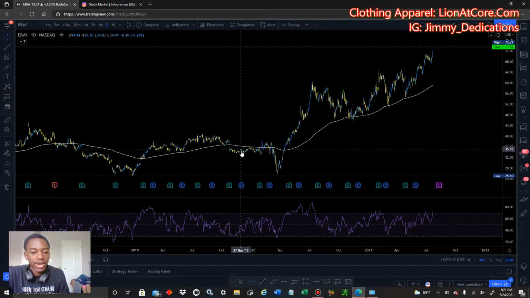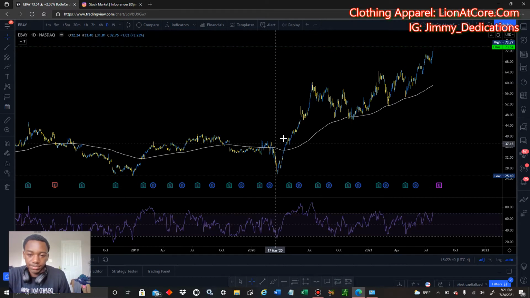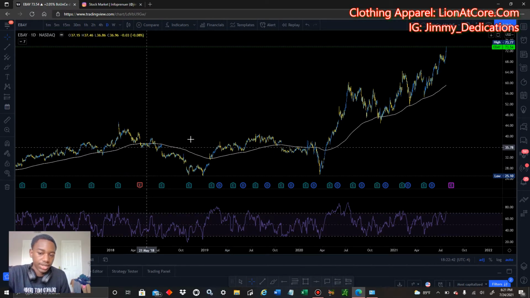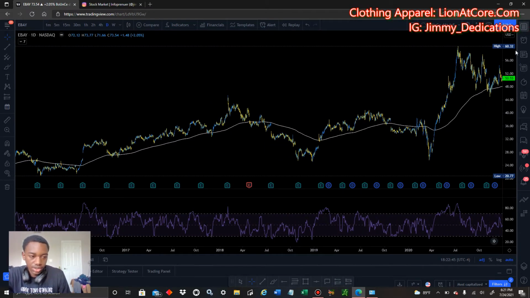So when it's below this white line, that's when you would want to sell. But when it's above, that's when you would want to look for buys because it's in the uptrend. But you see how the 200 EMA looks.